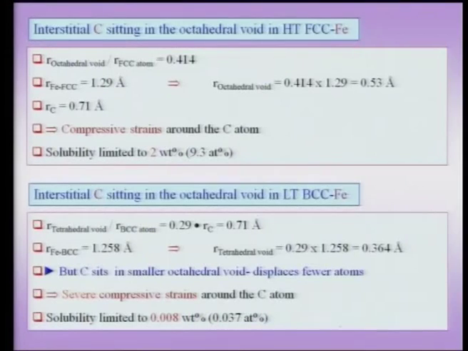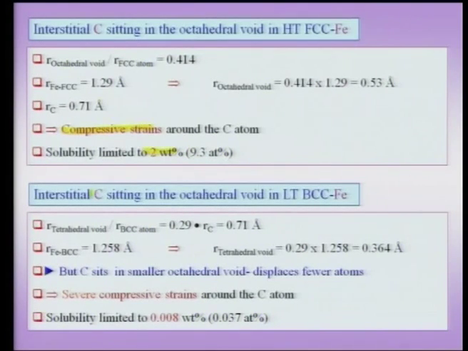This slide perhaps is just a revision of the previous slides, but now since we are talking about this slide in the context of point defects, it is worthwhile to revise it and to note the important point that when I am talking about, for instance, carbon sitting in an octahedral void in high temperature FCC iron, there are these compressive strains because the carbon atom is much larger than the void, and this would, we have seen, limit the solubility to about 2-8%. So, this is something which we need to note.